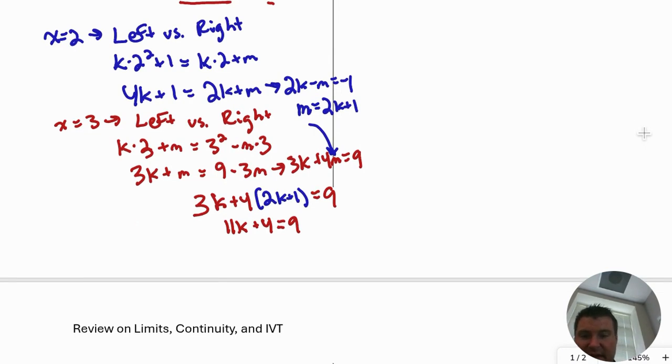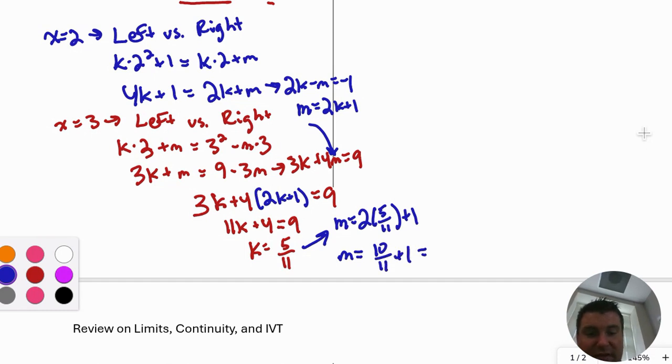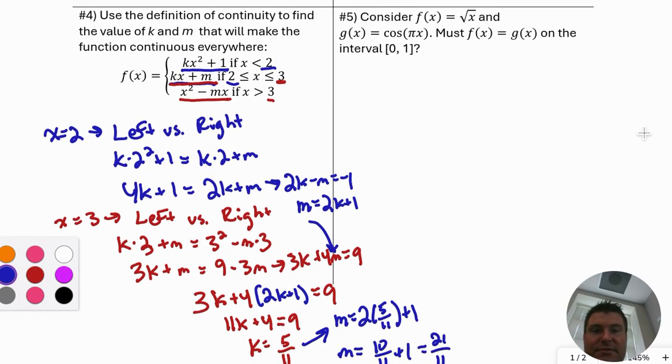And then when I solve for k, I'm going to get k equal to 5/11. What a beautiful number that is. And I'm going to plug that 5/11 back into m. So when I plug that back into m, I'm going to get m equals 2 times 5/11 plus 1. Really, I don't care too much about the simplifying part. I'm going to get 10/11 plus 1, which is equivalent to 21 over 11. Okay, so those are my k values and my m values.